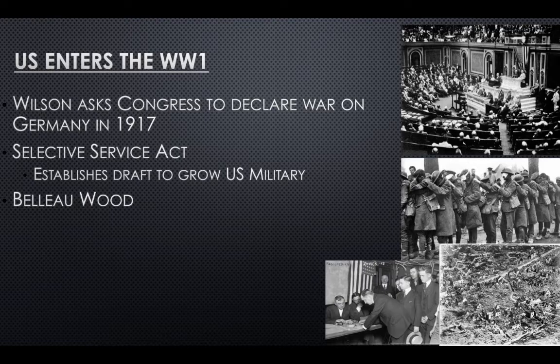One of the major battles the United States fights in is known as Belleau Wood, where they suffer over 8,000 casualties. Now, for the U.S., this was a major battle, but compared to what the Europeans were facing, where millions and millions of men were being killed over several years, it's not as large, but for the United States, definitely a very big deal for all the men who were lost.